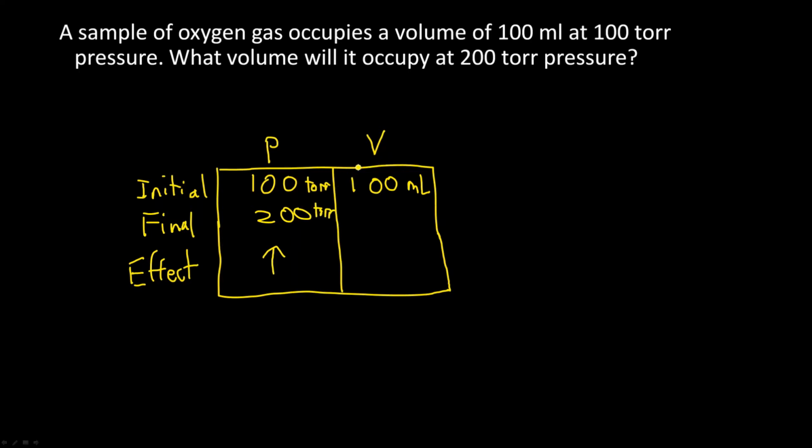So now we can know what the volume actually ended up being, because we know that the relationship between pressure and volume is inversely proportional, and we see that pressure increased, so we know that volume has to decrease at the same proportion. And to do that, we just divide the initial over the final, which gives us 1/2. So the proportion would be 1/2, and we just multiply 100 by 1/2, and we get 50 milliliters. And that's how you solve a Boyle's Law problem.